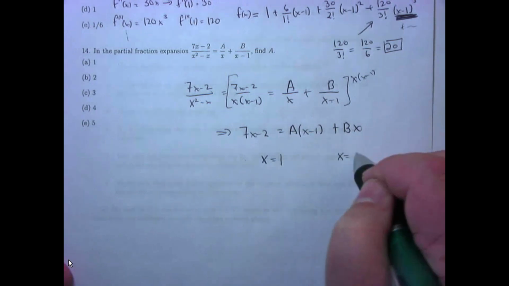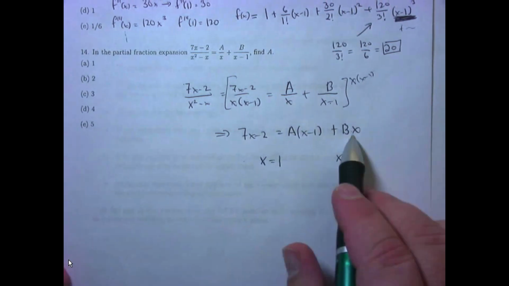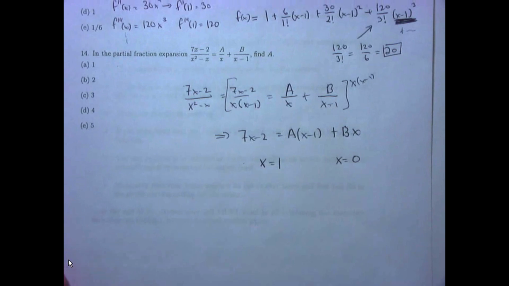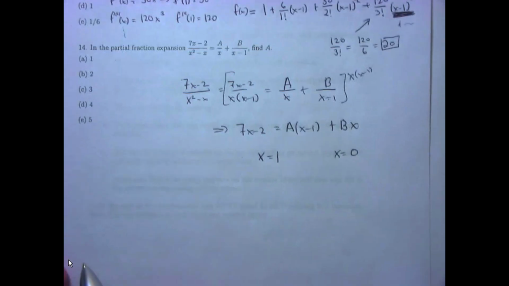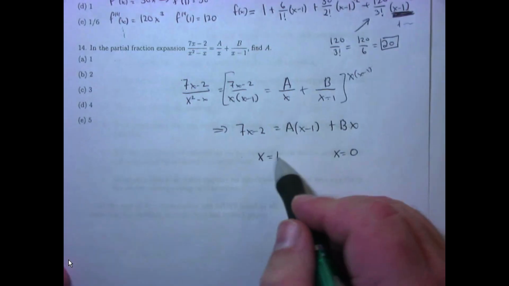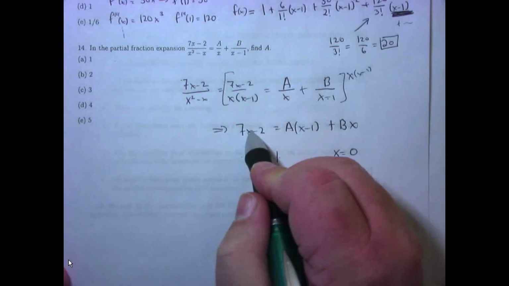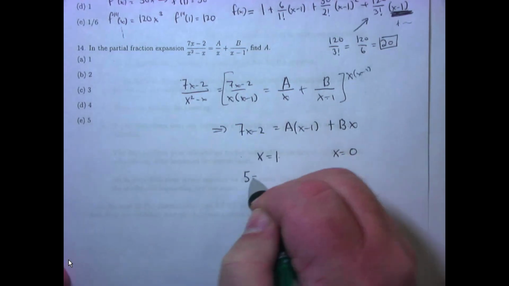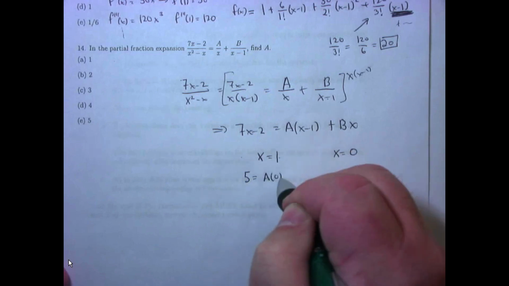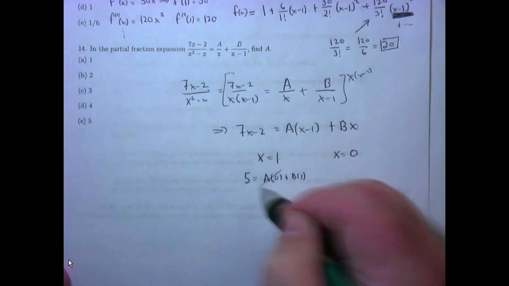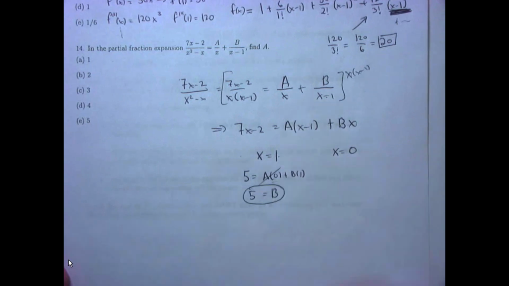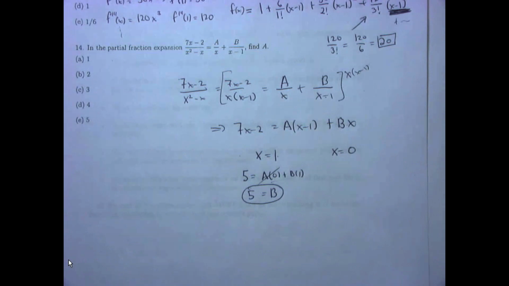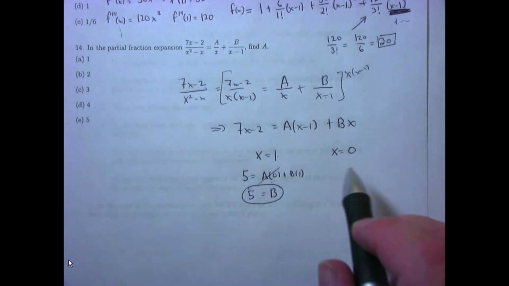I'm going to choose x is 1. I'm going to choose x is 0 so I can kill off one term and then kill off the other. You actually want me to find a, so all I really need to do is check x equals 0. That'll solve for a, but I'm practicing with you guys, so I will do both of them. Plug in x is 1. 7 times 1 is 7, minus 2 is 5. Equals a times 0 plus b times 1. That goes away, and 1 times b is b, so I know the b value happens to be 5. That's not what the question was, but I'm just practicing with you guys.